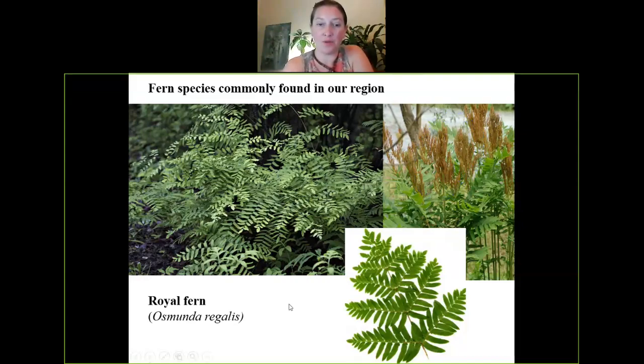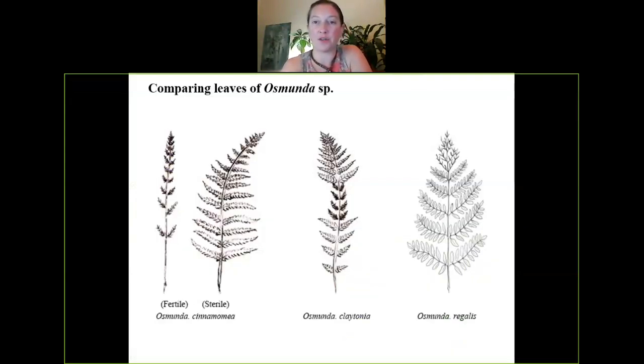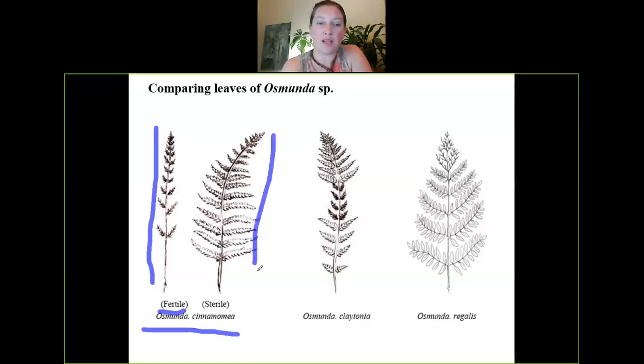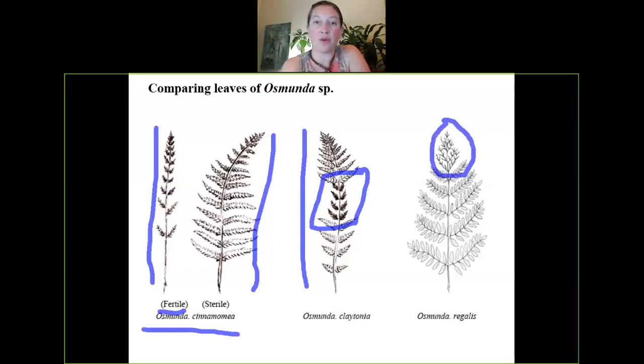And that's another Osmunda. And then last but not least, just to show you differences between these Osmundas: in the cinnamon fern, you had one leaf dedicated to producing spores, one leaf dedicated to just doing photosynthesis with no spores on it. In the interrupted fern, the leaflets in the middle of the leaf are the ones with the sporangia on them, and they interrupt the leaf blade. Here's the leaf blade. And then lastly, the royal fern has the spore-bearing leaflets on the top like a crown.